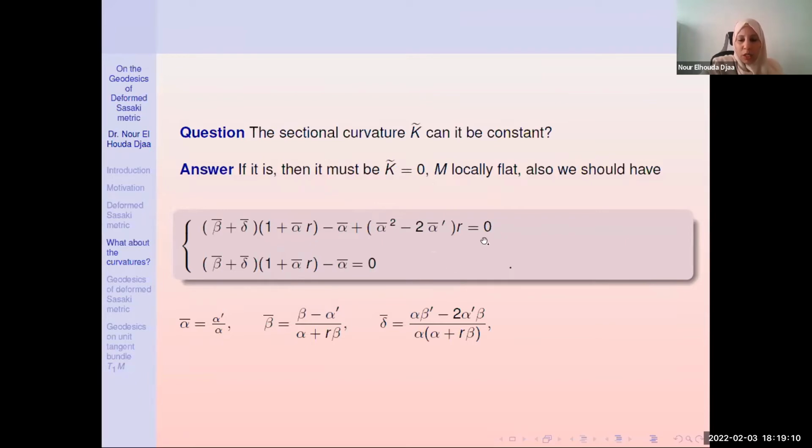I think we are certain that in the Sasaki-type metric, the sectional curvature can never be a constant. Honestly, I'm still working on the system. I hope I will find something different with this metric.